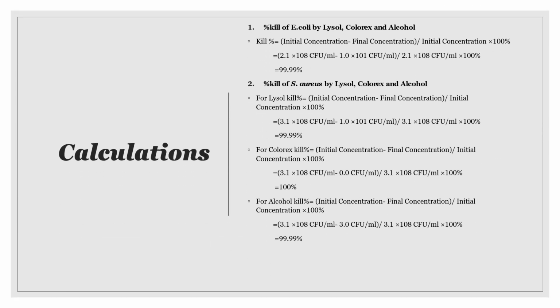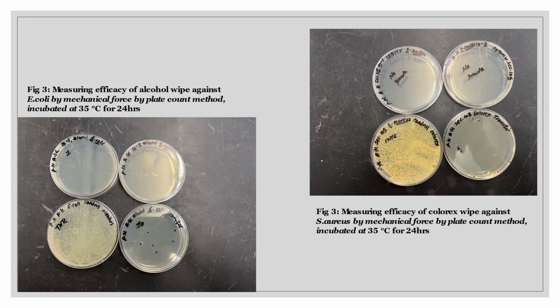Kill percentage of E. coli and S. aureus was determined after the application of the Lysol, Clorox and alcohol wipe, and the kill percentage for both of the bacteria by all the three wipes was found to be 99.99%. These photographs were taken during the experiment, and they show the efficacy of alcohol wipe and the Clorox wipe against E. coli and S. aureus respectively.